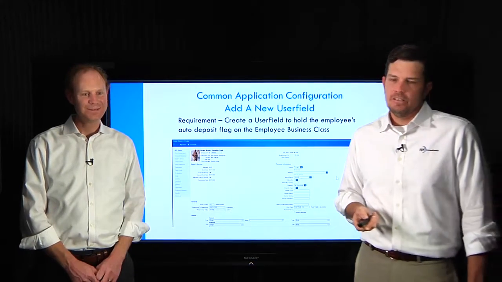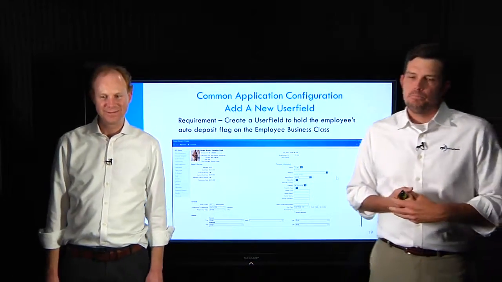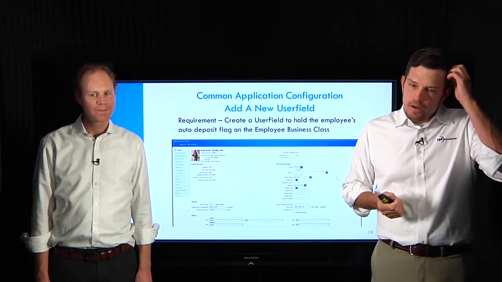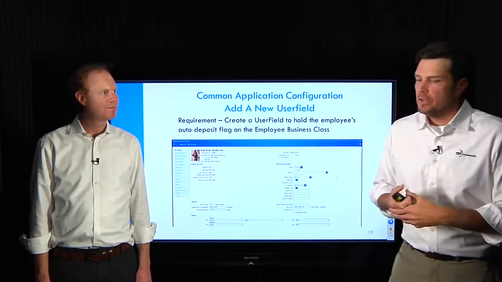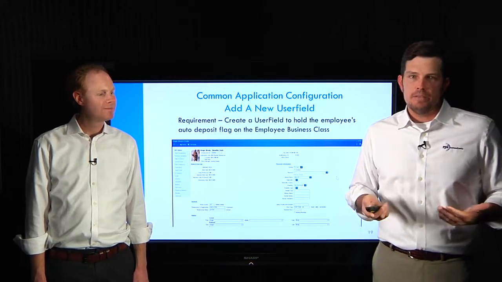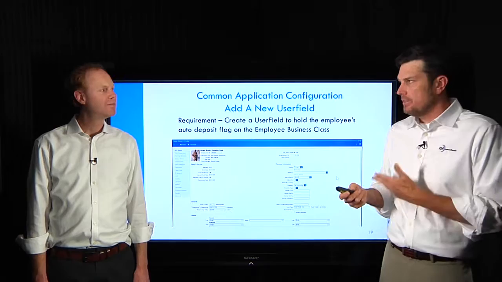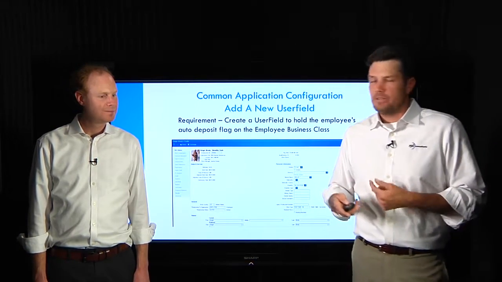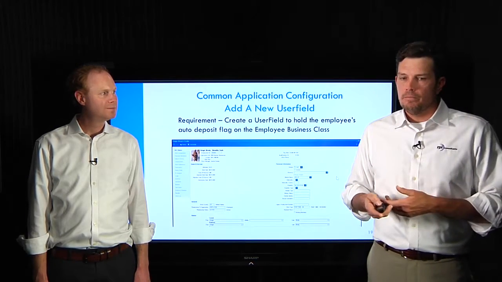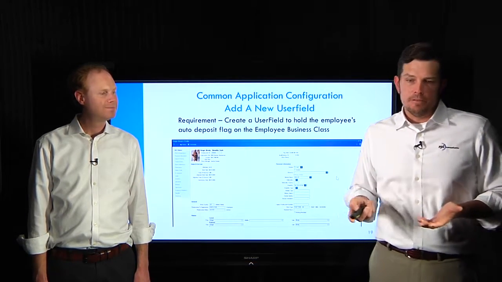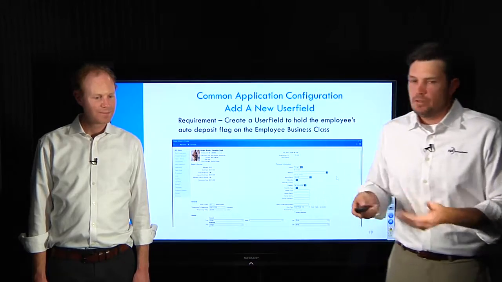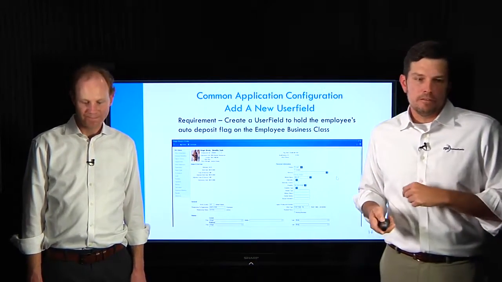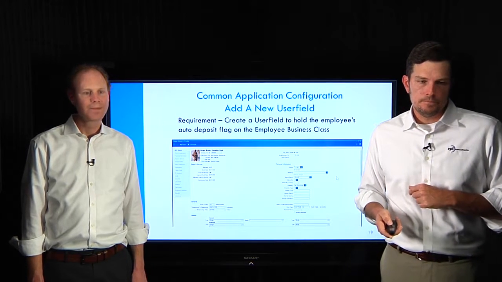Another common application configuration we get is to add the auto deposit flag on the employee business class. The reason we get this a lot is because there is no auto deposit flag in GHR, and GHR is usually the employee system of record, where clients are going to enter information on the employee so that they don't have to go to S3. So we're going to add that auto deposit flag on the employee business class so that we can keep track of it.